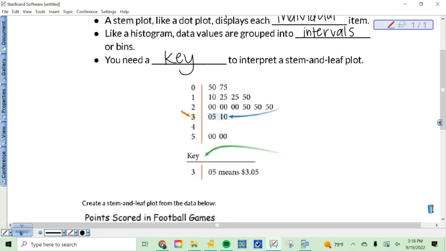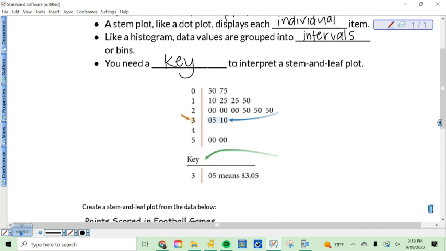So let's take a look at this graph right here. This is our stem and leaf, and we'll start by looking at the key. The key says that 3, then that little line, and then 05 means $3.05. This whole graph is showing us a list of money that people had in their pockets, the pocket money data. When I look at something on the left side of this red line, that's the dollar amount, and whatever's to the right is the cents.